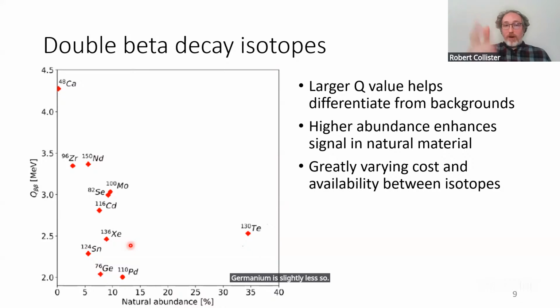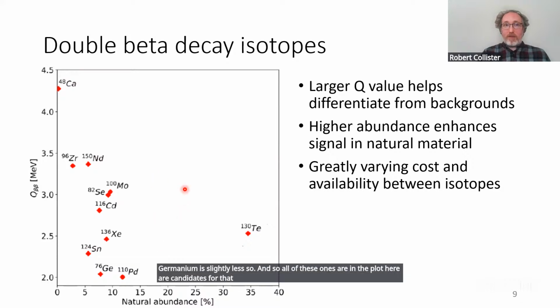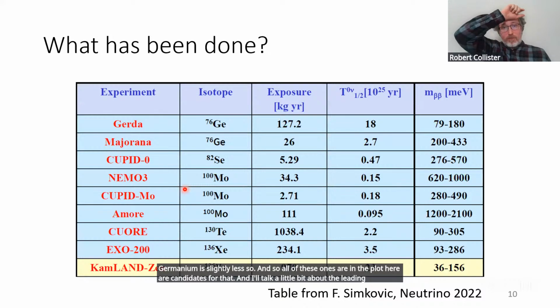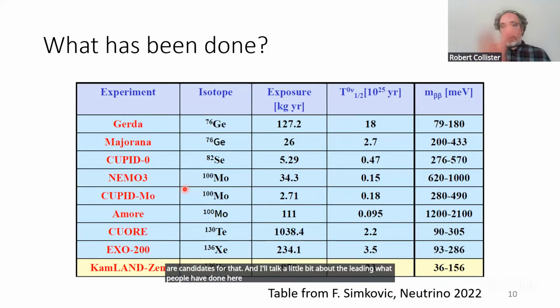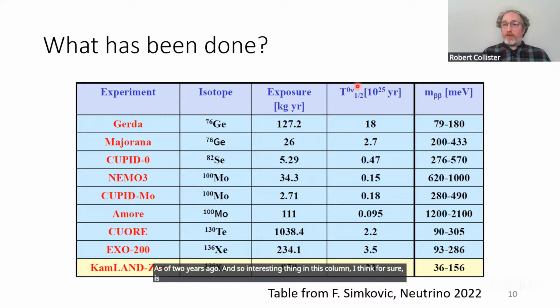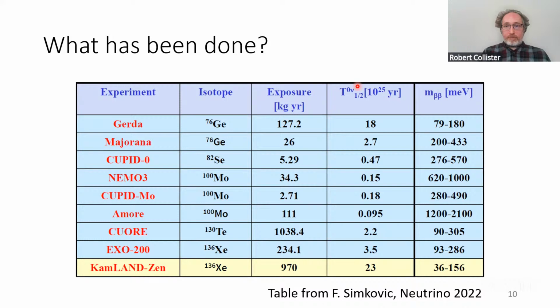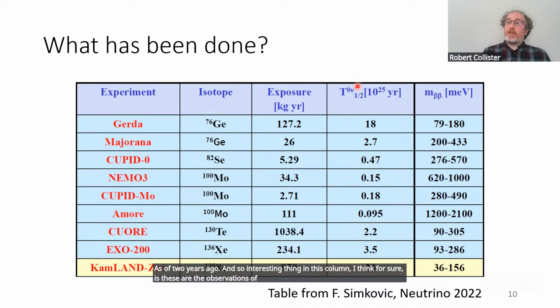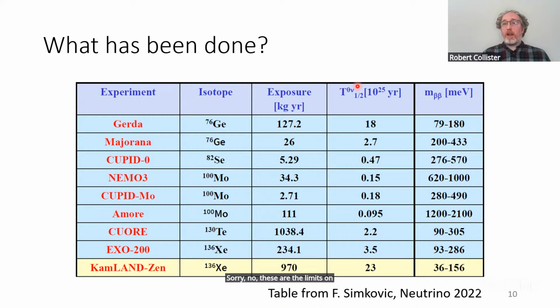And so all of these ones in the plot here are candidates for that, and I'll talk a little bit about the leading experiments, what people have done here. So from that plot, these are some of the measurements that have come out as of 2 years ago. And the interesting thing in this column, I think for sure, is these are the limits on the neutrinoless double beta decay half-life set by these experiments.